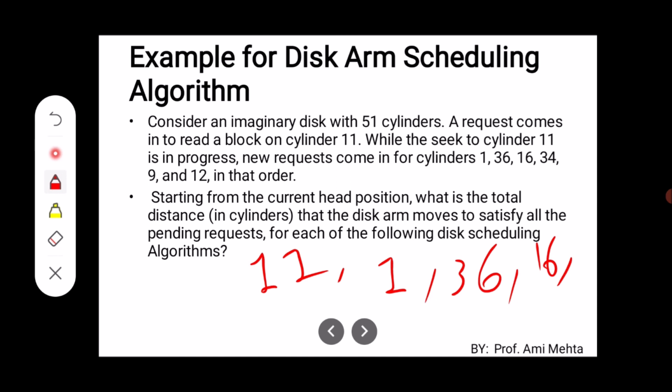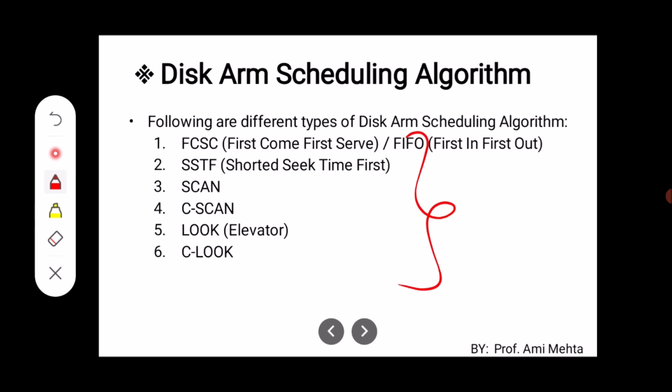So there is a need to decide which algorithm we are using. This is the concept of what disk arm scheduling is and why it is required, the definition. These are the various disk arm scheduling algorithms that we will discuss in the next session. In this session we discussed how input output buffer is required, how the operating system uses it, and what the concept of disk arm scheduling algorithm is. Thank you.